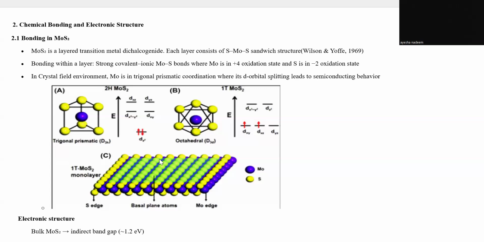So DZ, which is the orbital of the EG, is low in energy as compared to the other T2G orbitals, while in the octahedral complex, the energy level of the T2G orbitals is lower than that of the EG orbitals, and they have unpaired electrons, which means that they are paramagnetic in the octahedral case.